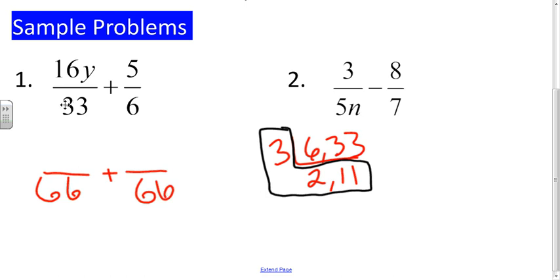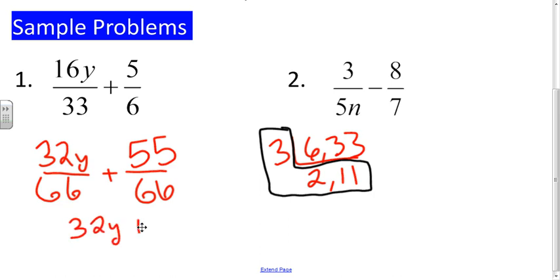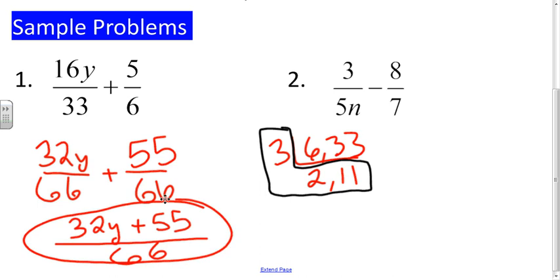Now, to get from 33 to 66, I multiply by 2. So I want to take 16y times 2, and I get 32y. And then 6 times 11 is 66, so 5 times 11 is 55. Now, when I look here, I want to add the numerators next. Well, 32y plus 55, these are unlike terms. So it's just an expression in my numerator as the answer, 32y plus 55. And all of that's going to go over the same denominator, 66. And that is going to be my answer.